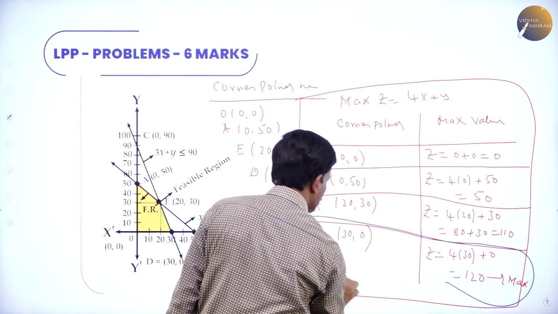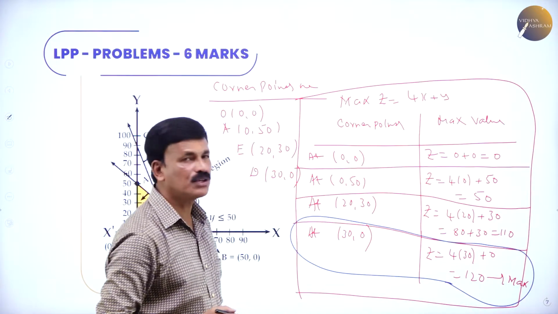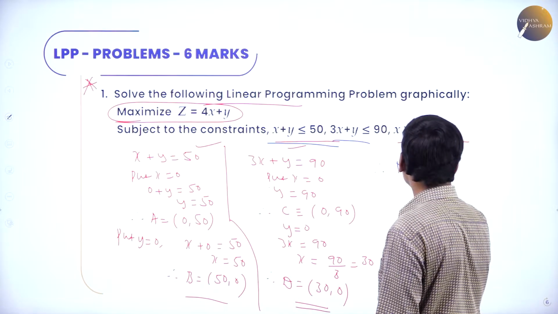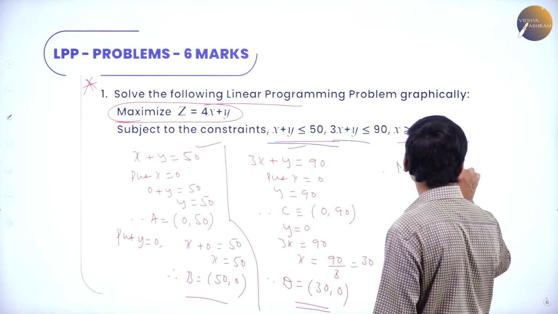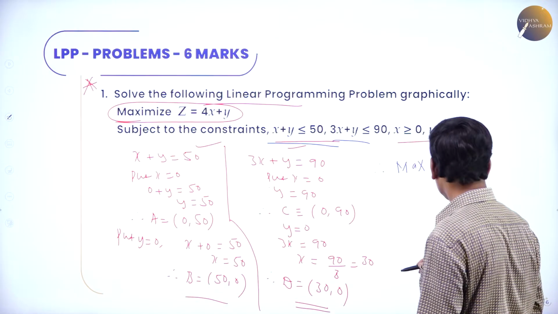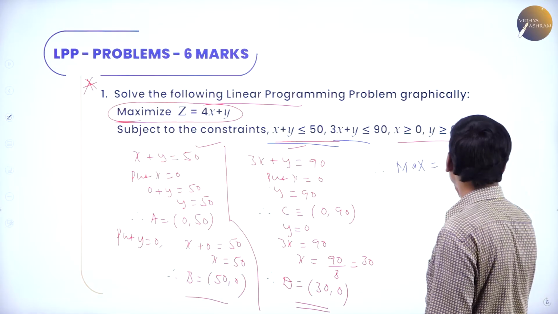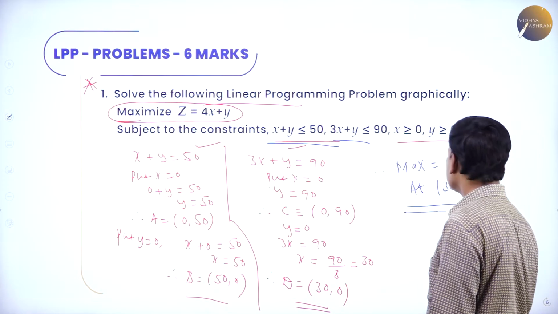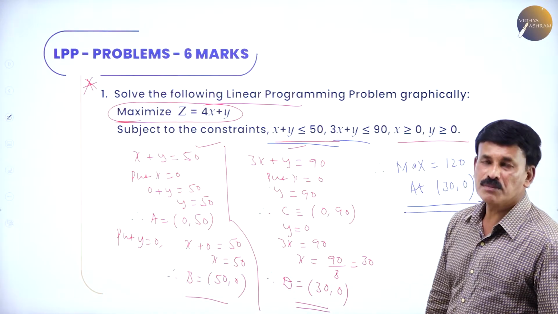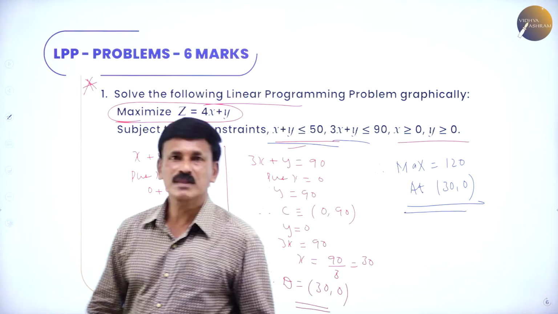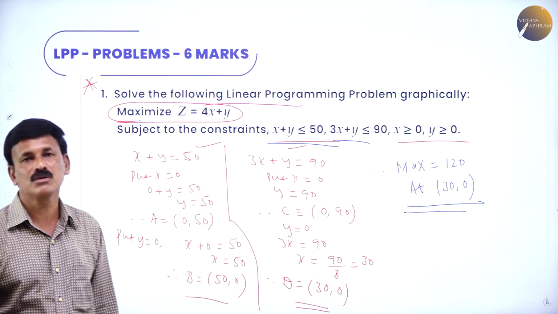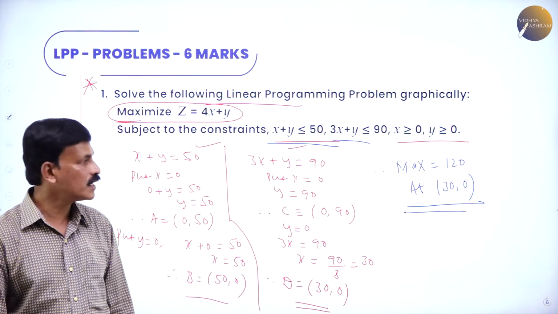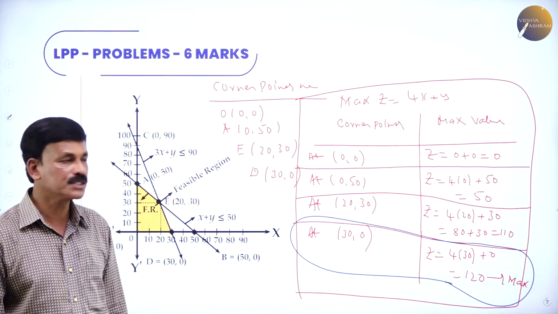So let us write it like this. The maximum value is 120 at 30, 0. Therefore, the maximum is equal to 120 at 30, 0. So this is the solution. The maximum value is 120 at the point 30, 0. This is the procedure, the method to solve a linear programming problem using the graphical method. Hope you followed this.